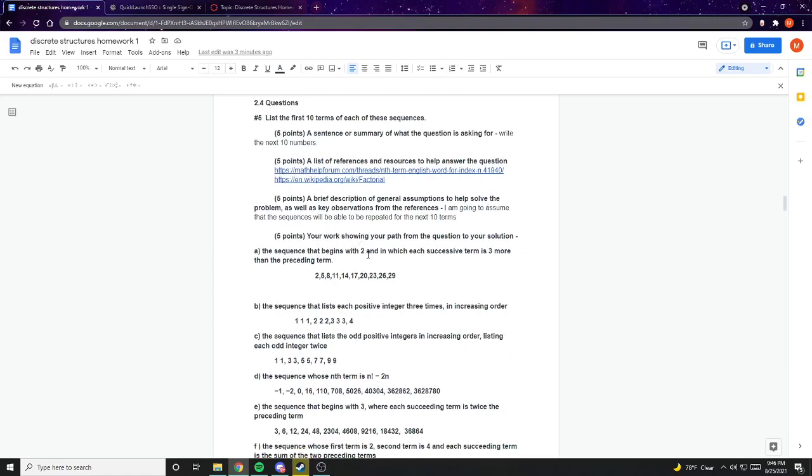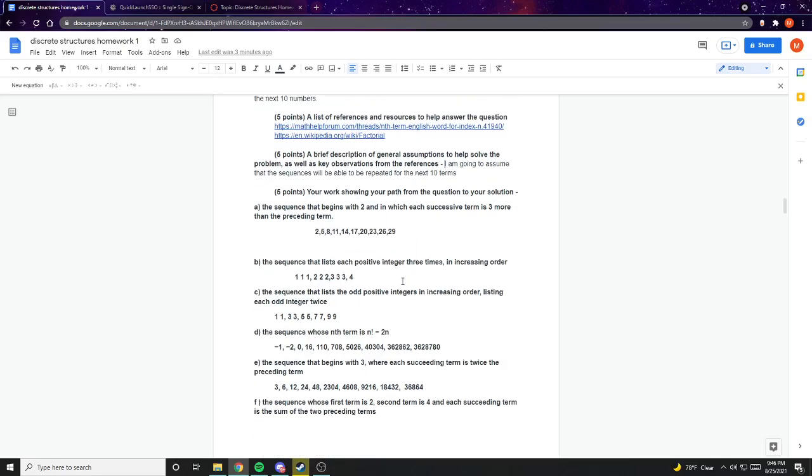So this is going to be my work. It's going to be showing the 2 sequences, successive 3 or more, preceding them. So it's just going to be 2, 5, 8, 11, just going up by 3. Pretty simple. This one is just listing every positive integer 3 times. So it's just 3 1s, 3 2s, 3 3s, and then it'll stop at 10 because that's what the question wanted. So only 1 4.